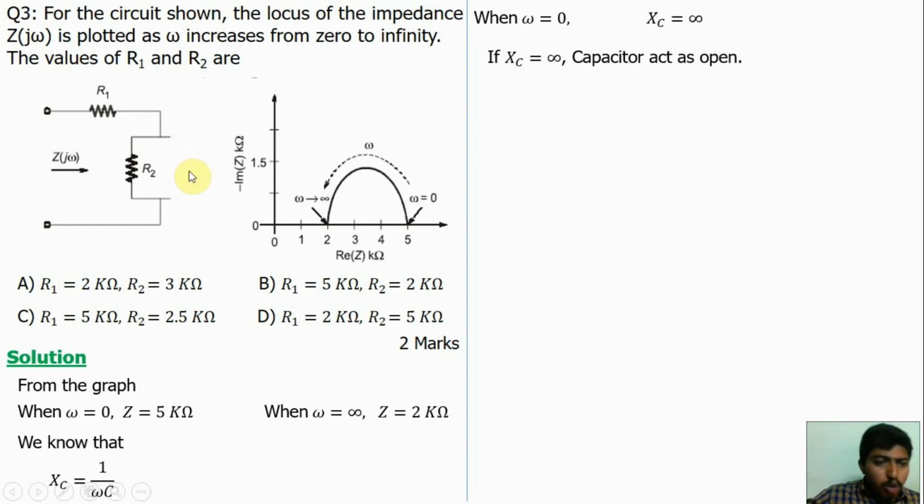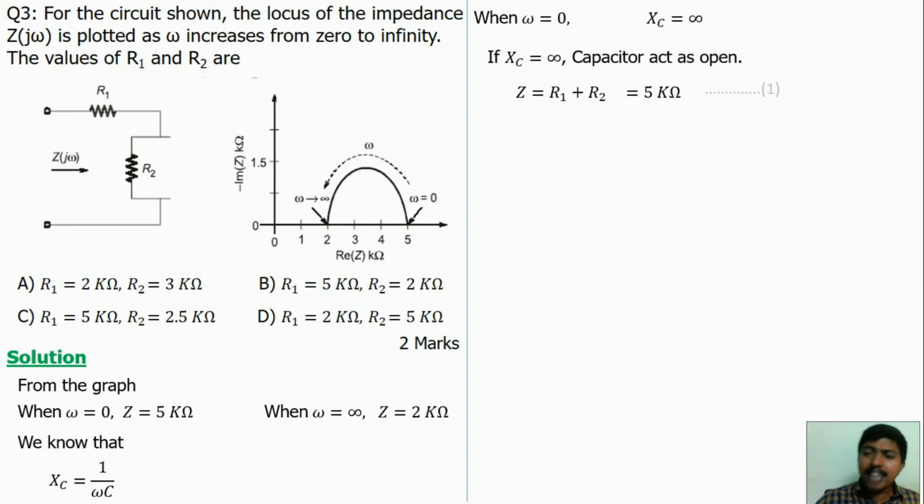So if it is open, what is the value of impedance for the circuit? Here R1 and R2 are in series because this path is open. Only one path, so R1 and R2 are in series. So we will get Z is equal to R1 plus R2. When omega is equal to 0, by the graph the Z value is 5 kilo ohm. But by the circuit, when omega is equal to 0, Z is equal to R1 plus R2. So equate this: Z is equal to R1 plus R2 is equal to 5 kilo ohm.